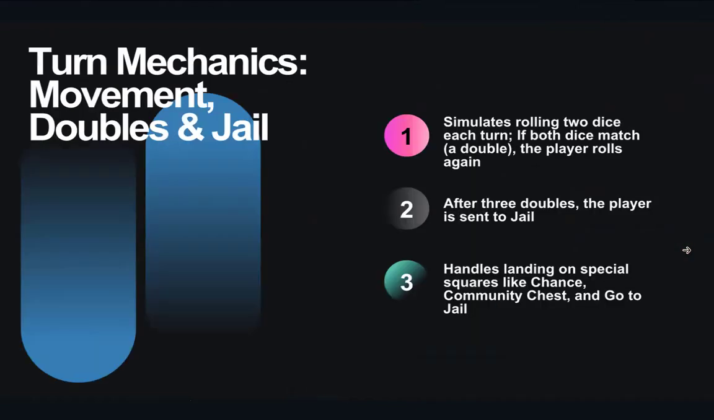This is where the player's movement is simulated. Each turn, we roll two dice and move the player forward. If they roll a double, they get another turn, just like the real game. But if they roll three doubles in a row, they go to jail. The function also checks for special squares like Chance, Community Chest, and Go to Jail.